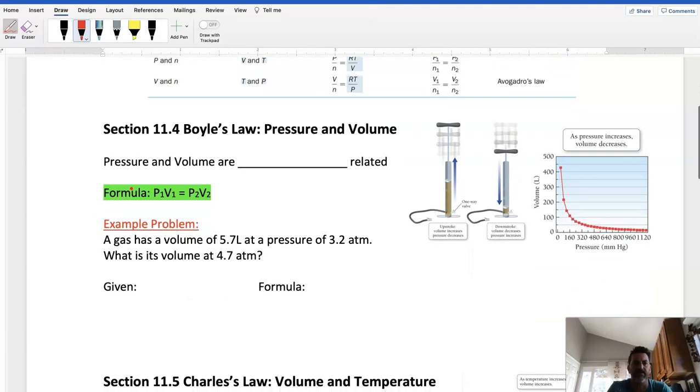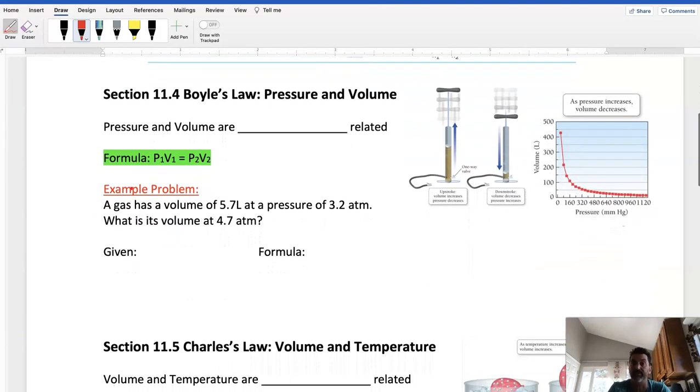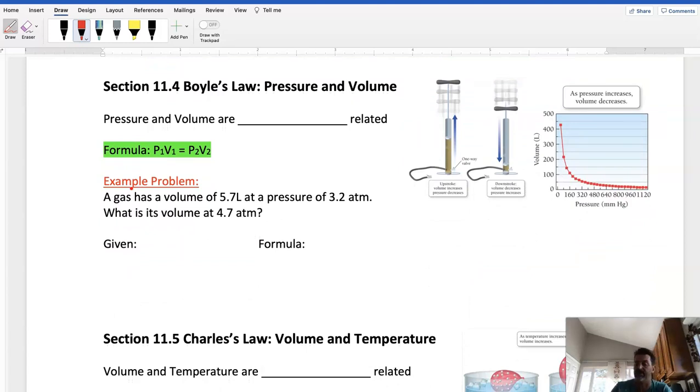Okay, so I'm going to jump right into the first one, section 11.4, which is Boyle's law, pressure and volume. We talked about the fact that these are the only two variables that are inversely related. Hopefully you can see by the graph that they are inversely related. We did that little simulation where we graphed it. Some of you came up with this real-world example of a bike pump. As the volume of gas inside this cylinder decreases, it actually increases the pressure of the air inside there. That's how a bike pump works.